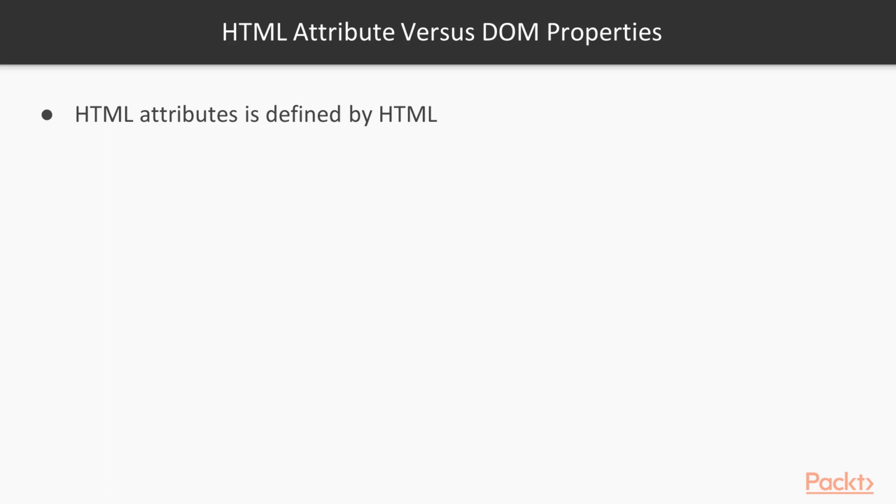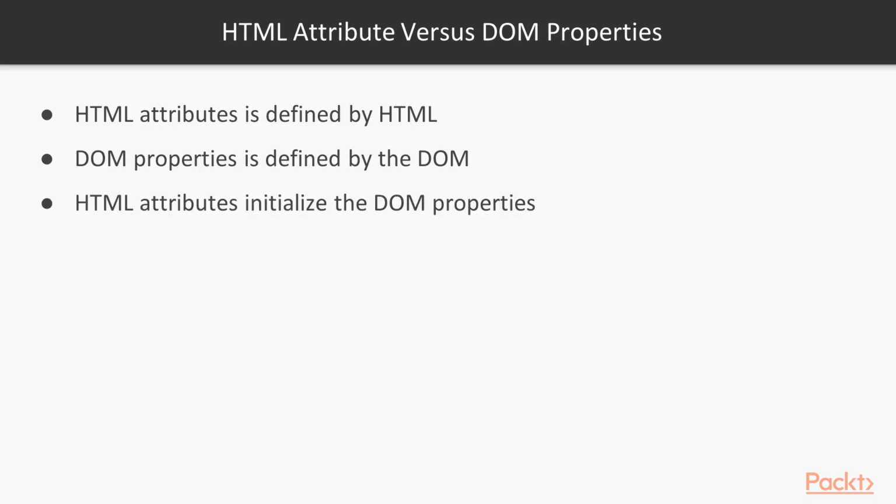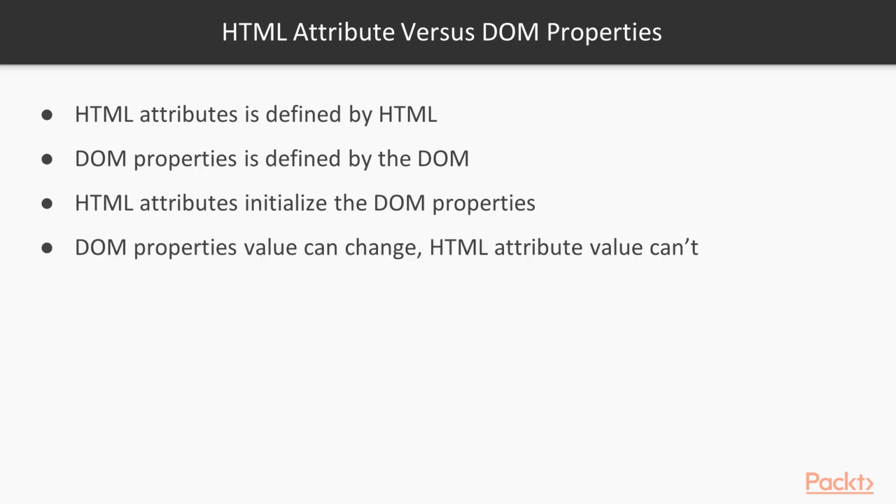HTML attributes are defined by HTML, while DOM properties are defined by the DOM element. HTML attributes initialize the DOM properties. Once the initialization is complete, the attribute's job is done. So, the property value can change while the attribute value cannot. Let us prove the last point with an example.